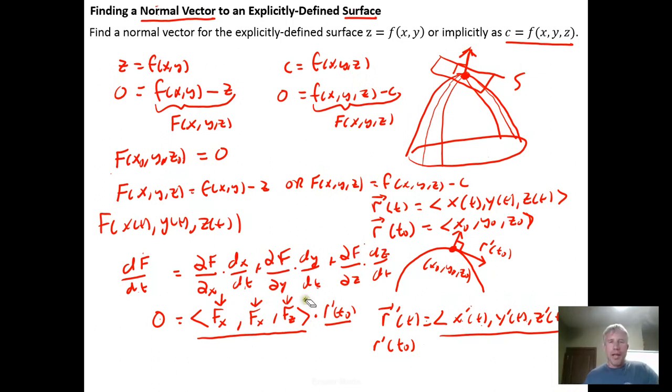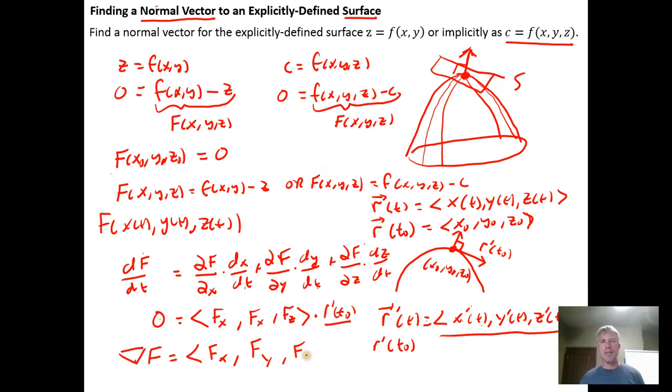So now I have a vector right here that is perpendicular to my surface S at any x naught, y naught, z naught. And what I want to recognize is that this right here is how we defined in the previous homework the gradient of a function. The gradient of a function is just the vector that contains the partial derivatives as its components. So the x component is the partial derivative with respect to x. The y component is the partial derivative with respect to y. And the z component is the partial derivative with respect to z.